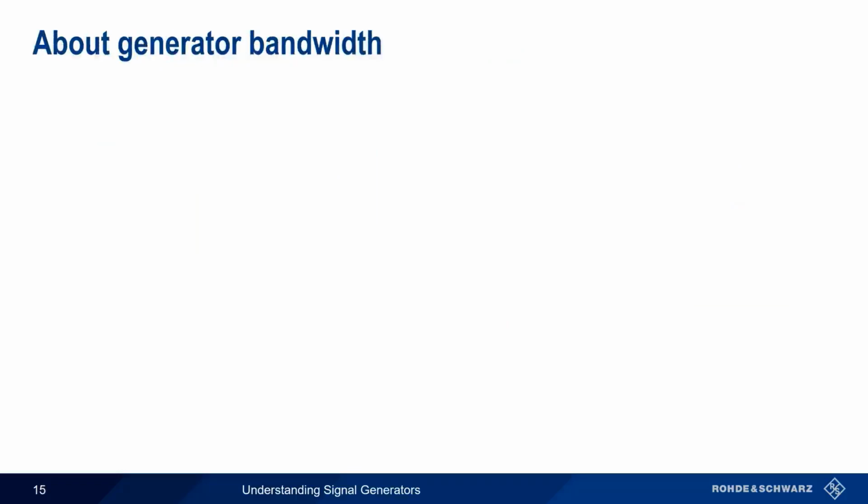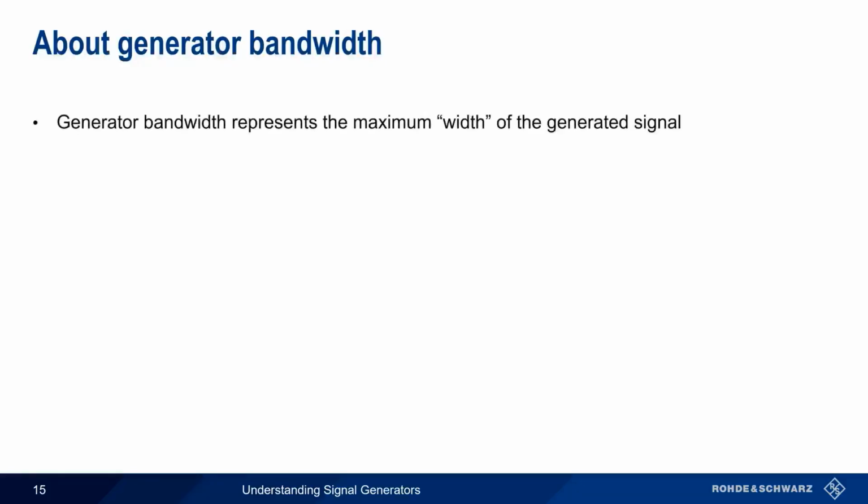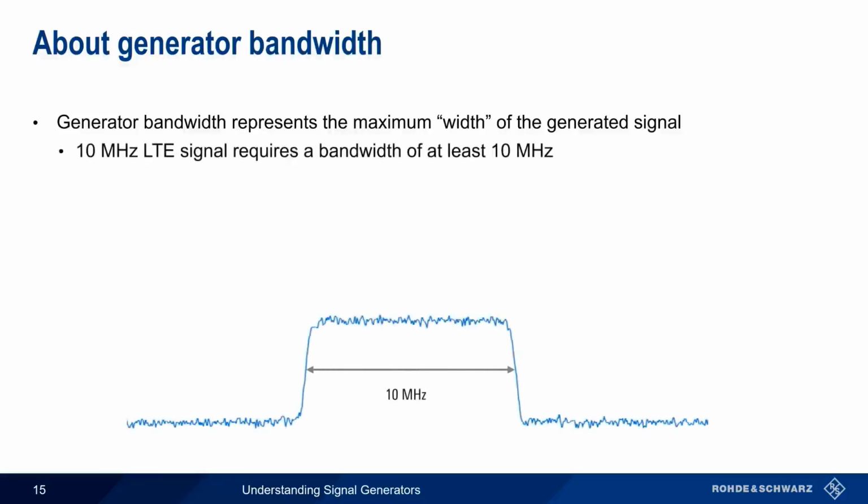But before we talk about the sources of baseband or IQ data, we need to spend a moment discussing something called the bandwidth of a generator. Simply put, the bandwidth of a vector signal generator represents the widest signal that can be faithfully created, and the amount of available bandwidth is a function of the generator design. For example, if we wanted to generate a 10 MHz wide LTE signal, we would need a generator with a bandwidth of at least 10 MHz.